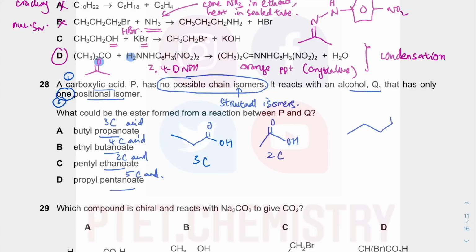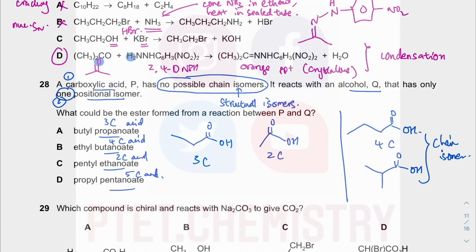How about 4 carbon? When I have 4 carbon, I could also have this. This is called a chain isomer because now I have 3 in a straight chain and 1 branching out. This is a chain isomer of this. You can't get this with the shorter ones because how are you going to branch it out? So for 4 carbon, these are chain isomers. So we are looking at 2 carbon and 3 carbon acid, and I can cross out 4 carbon acid and 5 carbon acid.